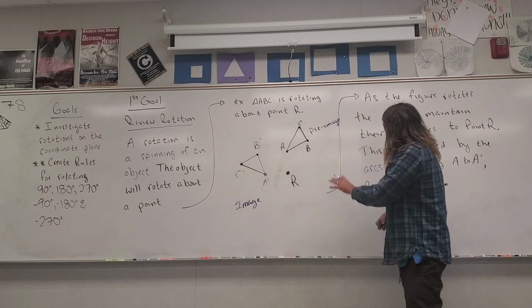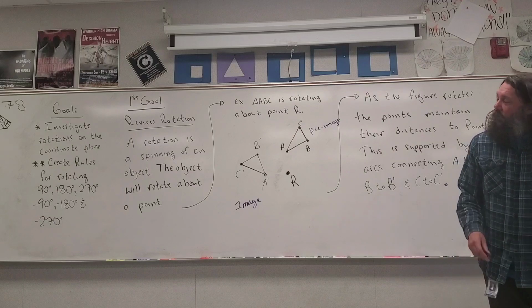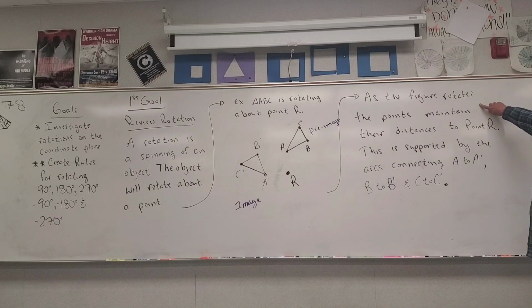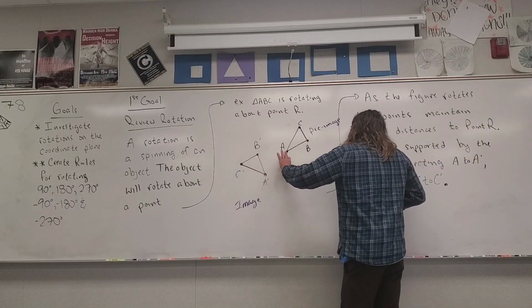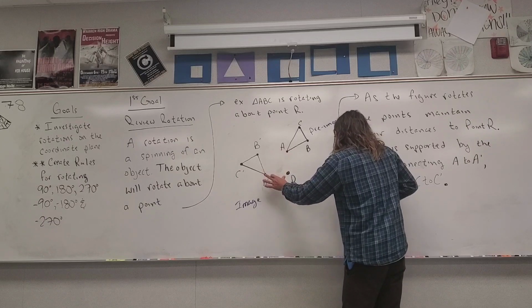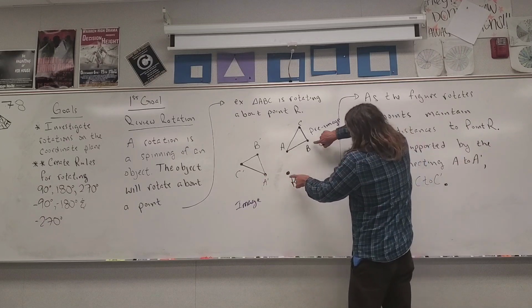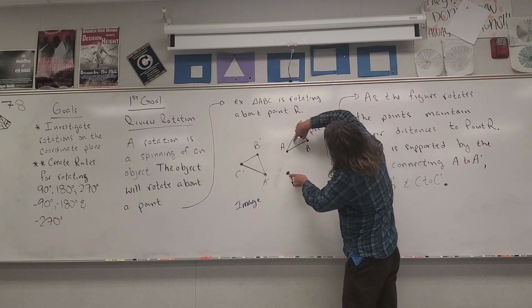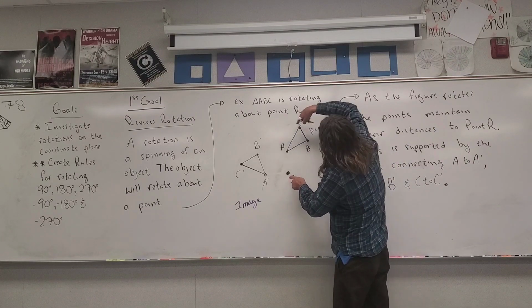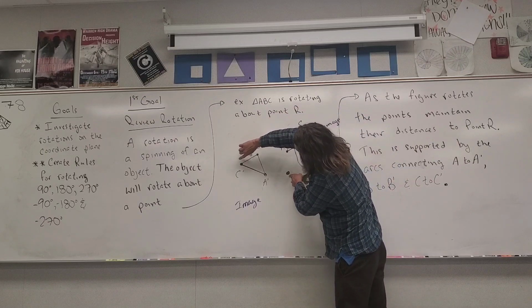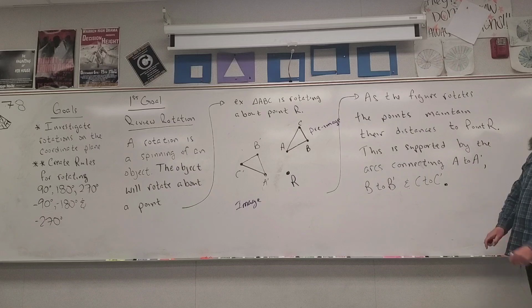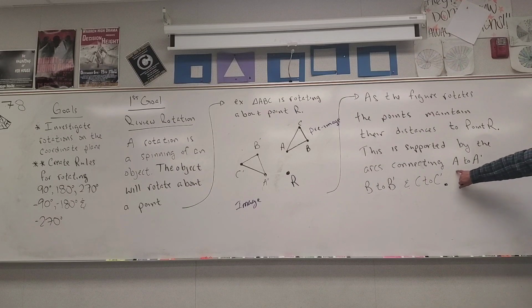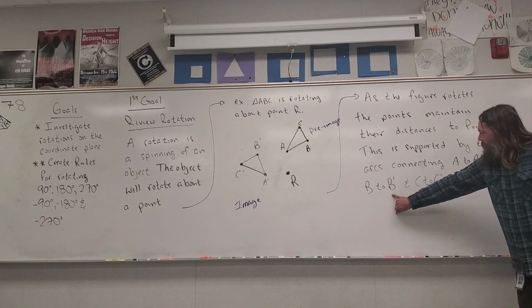And so I want to talk a little bit about what happens when we're rotating. As the figure rotates, the points maintain their distances to point R. So as I go from this location and I rotate to this location, the length from A to R is going to be the same as A prime to R. The length from B to R is going to be the same as B prime to R, and the length of C to R will be the same as C prime to R. Lengths will be respected.